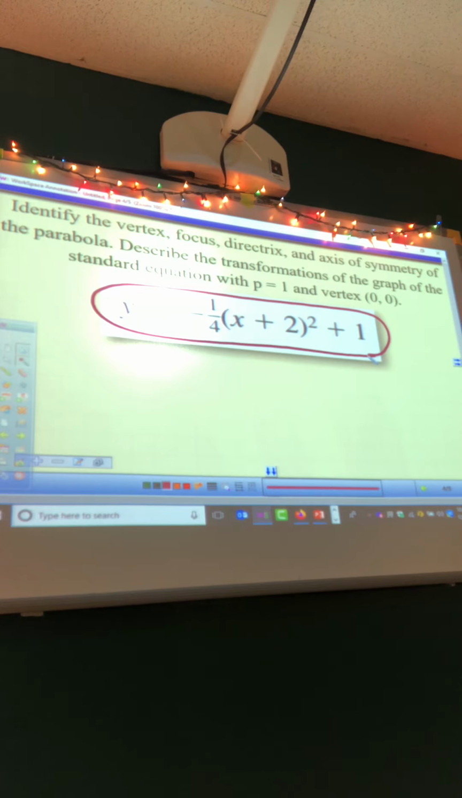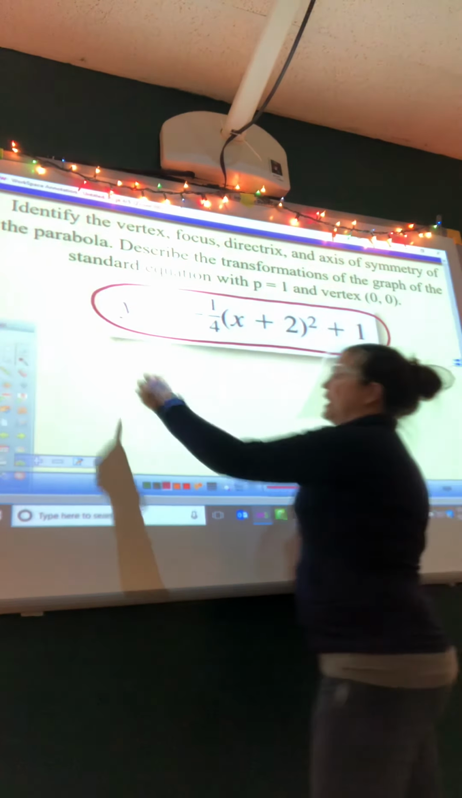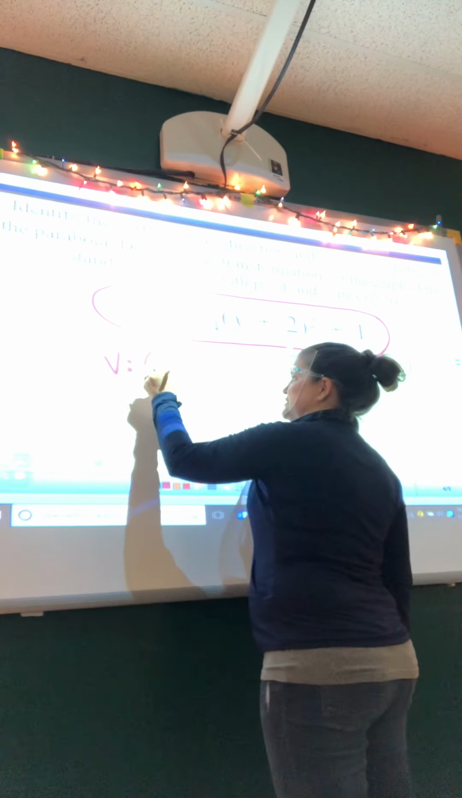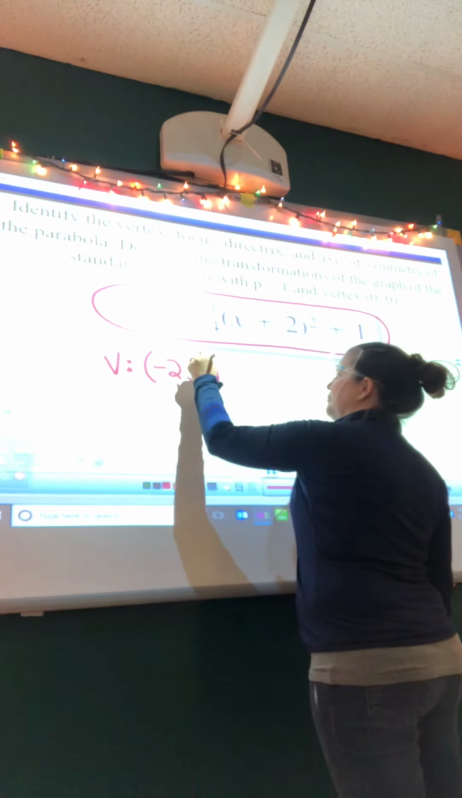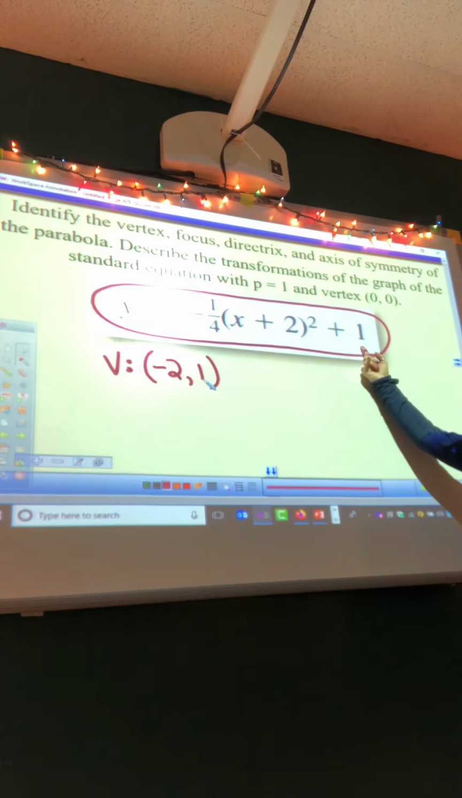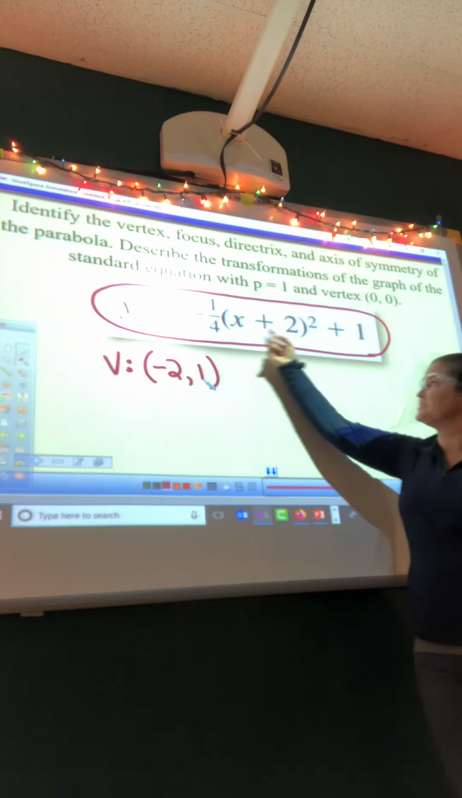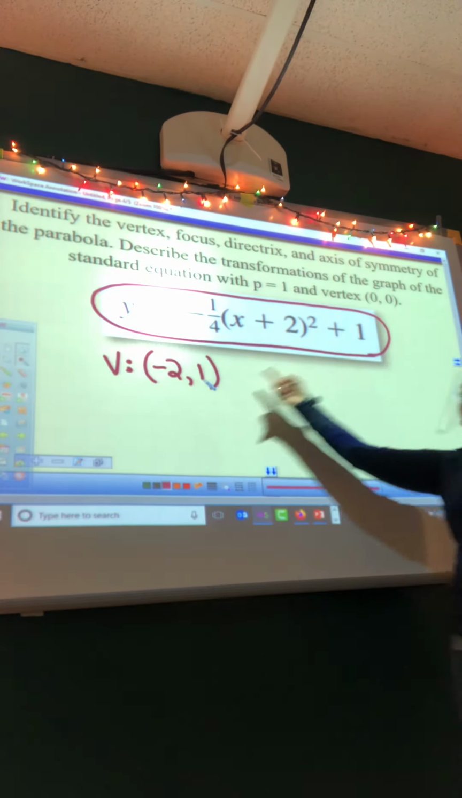Are we on standard form or vertex form? Vertex, yes. Vertex is the one that has the parentheses squared. So we're ready to say, what is our vertex? Very good. So -2, 1. Opposite of what I see inside the parentheses, same as what I see outside. It's closest to x, so this is an x. Opposite of what I see, this is a y, same as what I see.